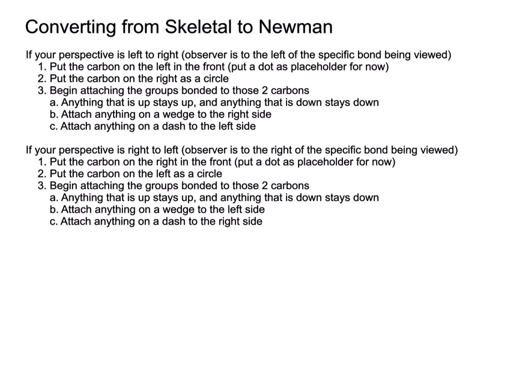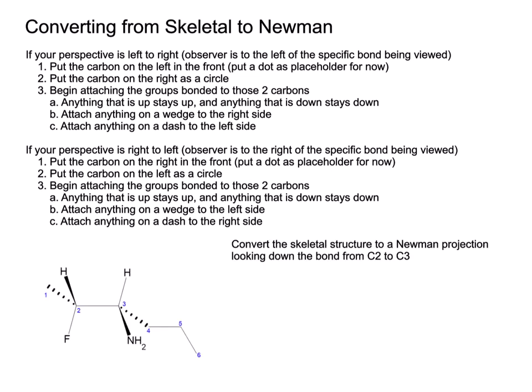I know that was a lot, so let's use a practical example to show you how actually simple this is. We're going to convert the skeletal structure depicted here to a Newman projection looking down the bond from C2 to C3. In other words, we're looking at it from the left-hand side.